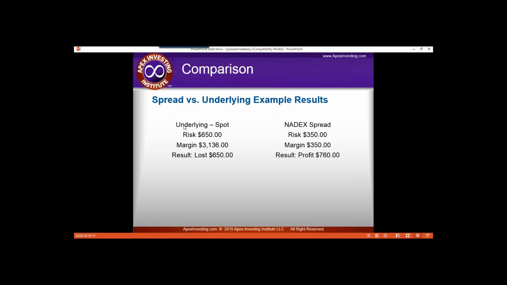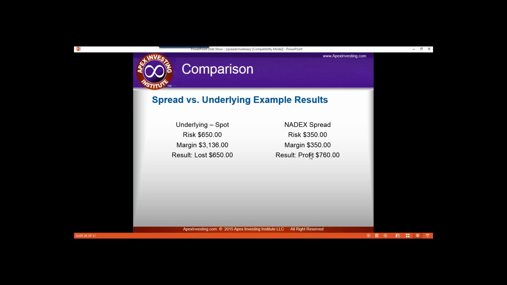So when I was trading spot Forex, my risk was 650 bucks. Because remember, I had that stop loss up there. I had to put up, out of my account, a margin of over $3,000. And my end result was losing 650 bucks. On the Nadex spread, my capped risk going into it, I knew the most I could lose was 350 bucks. The margin, the amount that I had to put up, was only 350 bucks, not 3,000.